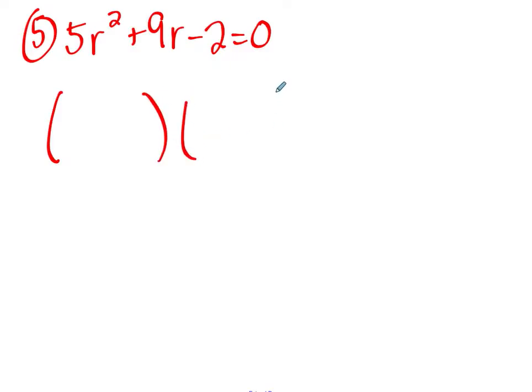Number 5: 5r squared plus 9r minus 2 equals 0. Does that look like number 1 and 2? No. This is where it all went down. You have to factor them out. Okay, you're going to get 5r, r.